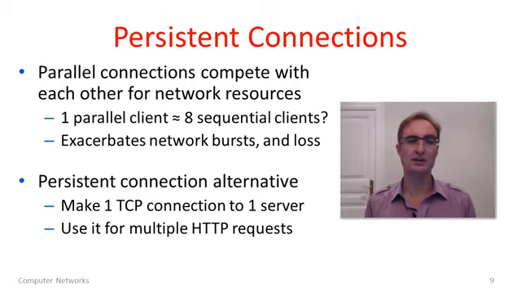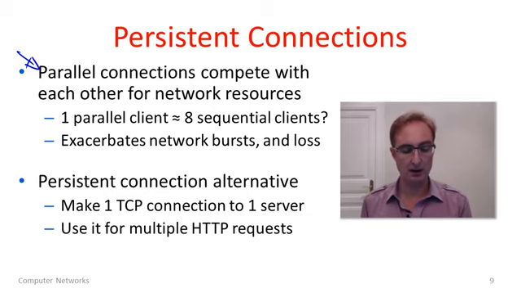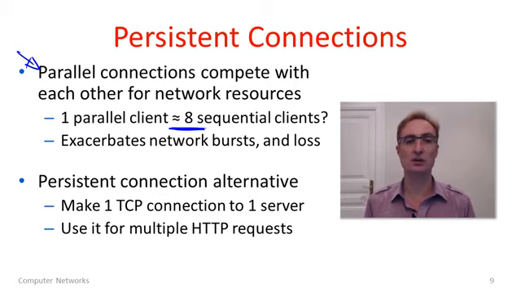Now, parallel connections help, but they're not a panacea, they're not ideal in a couple of respects. Actually, the important respect here is that something that's a little odd about these parallel connections is that even though they're all coming from one client, they're competing with one another for the network resources. So by writing a parallel client that maybe ran 8 connections at once, that one parallel client might appear to the network as though it has the same load as 8 sequential clients, because that's the behavior that it's providing.